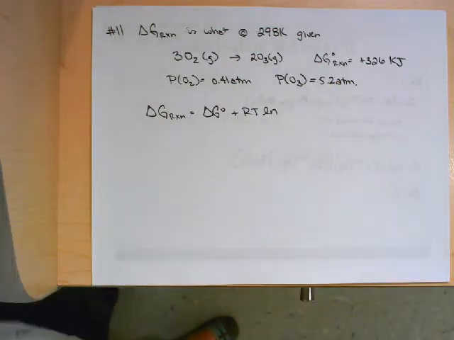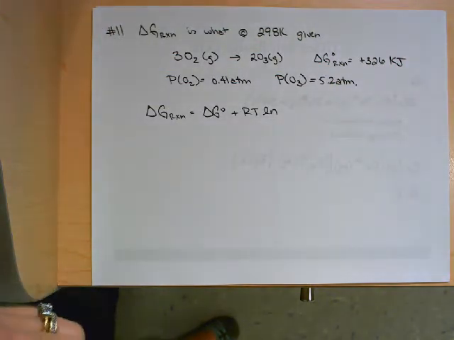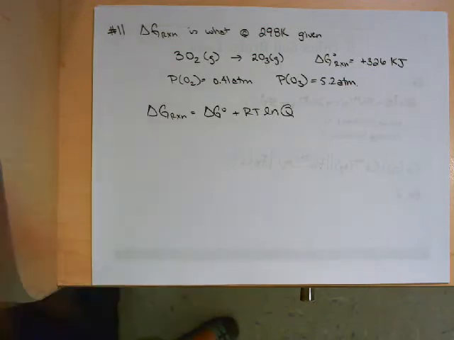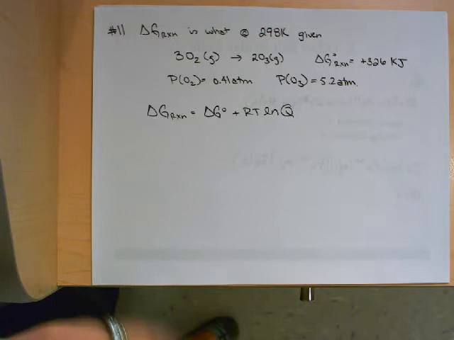Natural log of Q or K? Q. Why is it Q? Because you're not standard state, and you're not at equilibrium. Or maybe you are, you just don't know you are. So Q is the safer bet. Alright, if I want to find Q, what is the equation for Q?